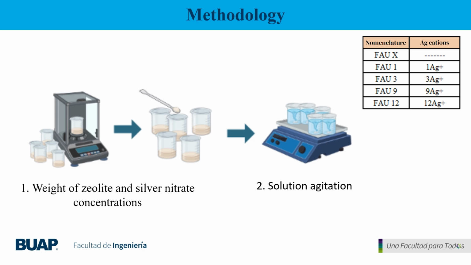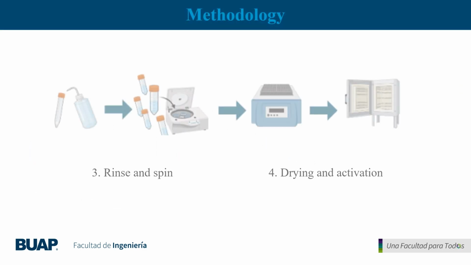The exchange process is very simple. Basically, the weights of these concentrations are made and a solution is made with silver nitrate, which is the precursor, and the zeolite of interest is left in agitation for at least 24 hours and then the material is rinsed by centrifuge. And then the activation is carried out by drying in a muffle at 100 degrees Celsius for 1 hour. This material is recovered and we move on to the second stage.